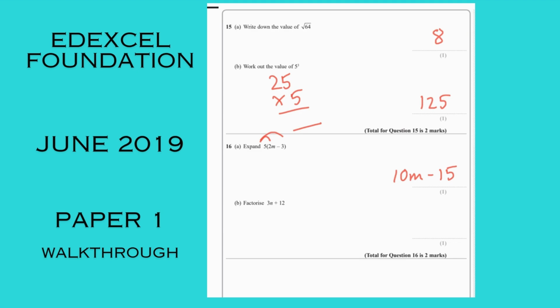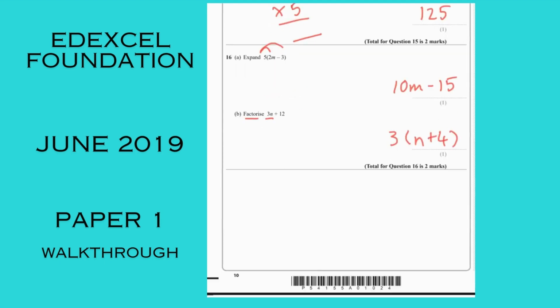Factorise is the opposite. That means put brackets back in. Factorise means take out common factors. The only thing that's in common in these is they're in the 3 times table. There's no letters in common. 3 times n gives you 3n. 3 times 4 gives you 12.